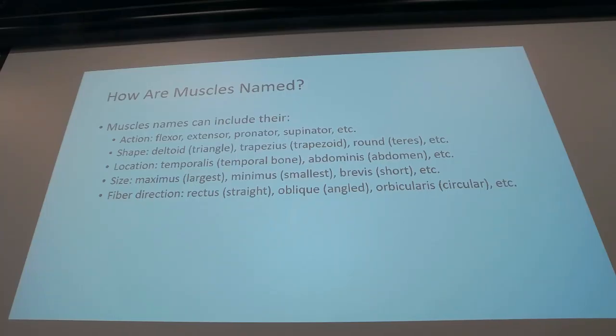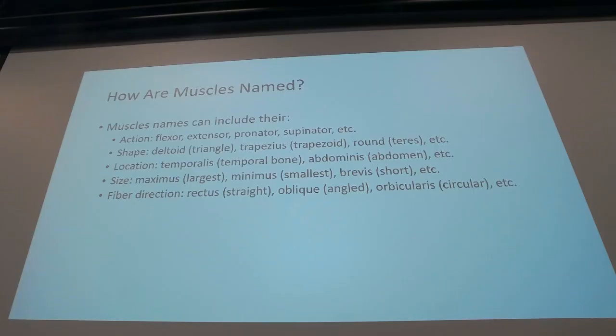How many times have you heard people being called not by their name, but by their title, what they do, like engineer, lawyer, doctor, nurse. You call them like that. Shape. If it looks like a triangle, like the Greek letter delta, you call it deltoid. If it's round, it will be teres. And most of these names are Latin-based. Like a trapezoid, you call it trapezius.